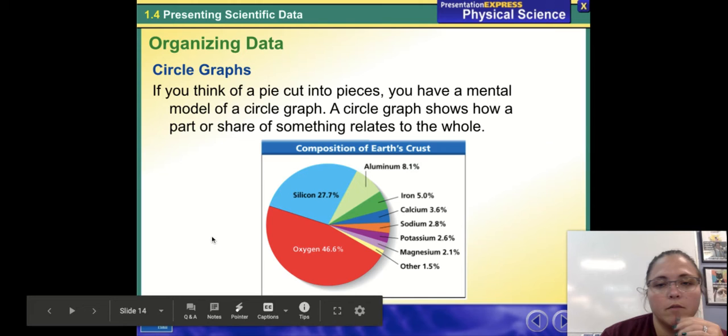This one is showing the composition of Earth's crust. Again, a circle graph is much better than just a list of numbers because I can see that oxygen is most of the Earth's crust, 46.6%.